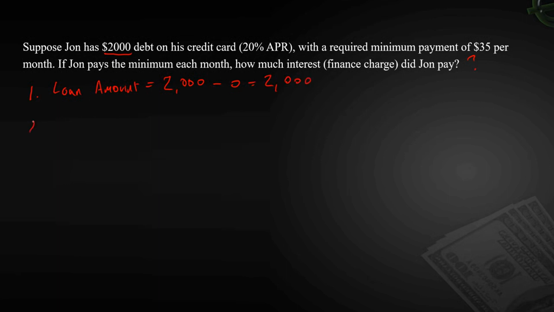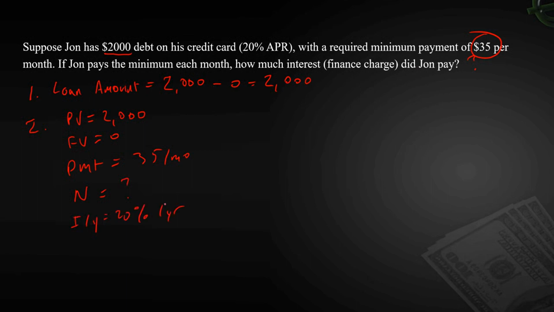This loan amount then becomes our present value for our time value of money calculation. That's how much he's receiving up front. He wants to pay it off. He's going to make a payment of $35 per month. We don't know how long it's going to take to pay off, so this is what we're going to be looking for. And his interest rate is 20% per year.